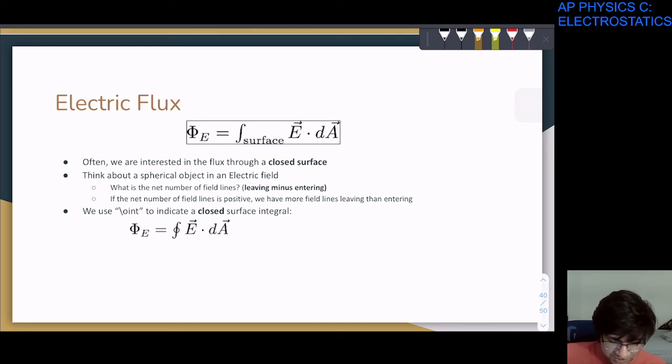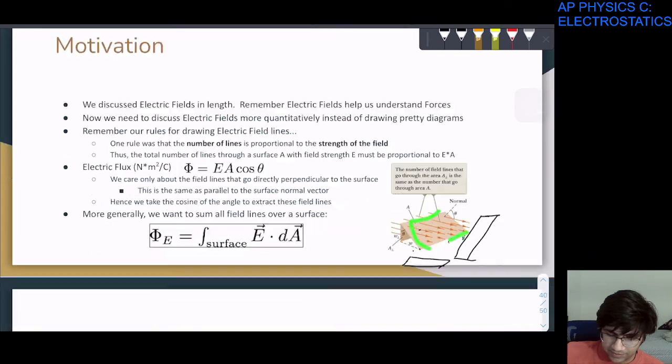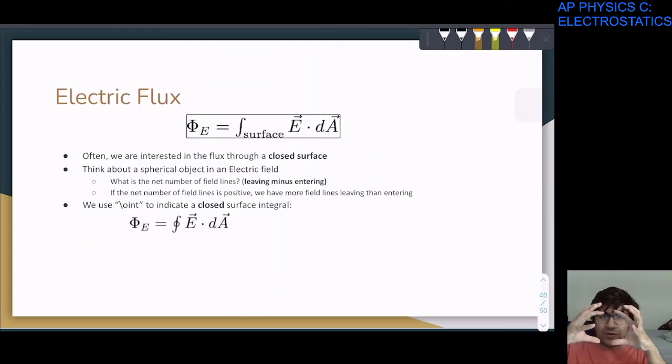And what we're going to look at actually is we're going to be thinking about closed surfaces. So in this picture here, we just have a sheet, right? But we're going to imagine a spherical surface. It's closed, and we're going to be thinking about, well, what's the net number of lines that are leaving minus entering. That gives us our total number. And if it's positive or negative, that means that we have more lines leaving than entering, or we would have more lines entering than leaving.